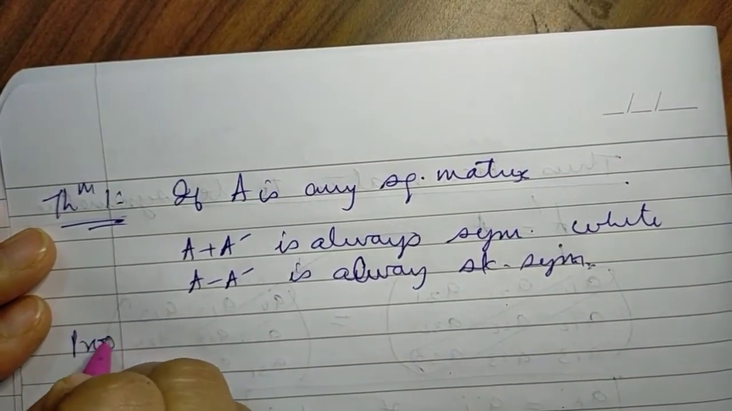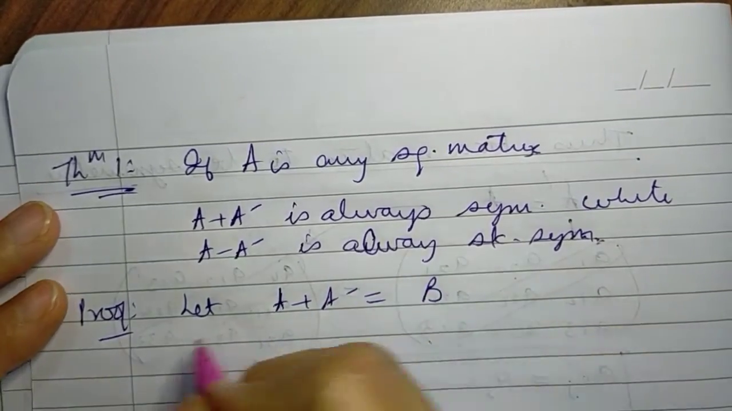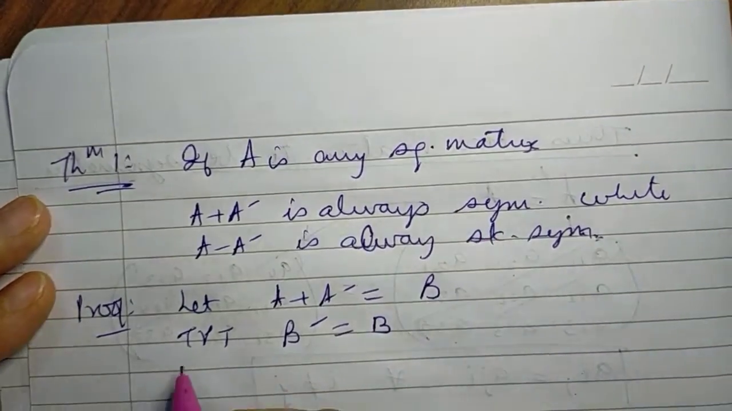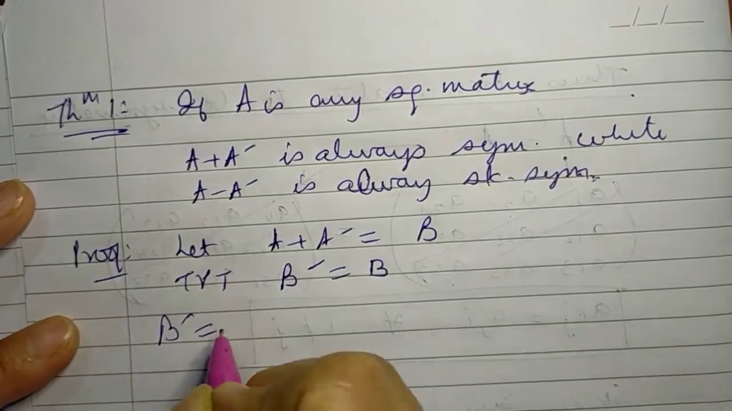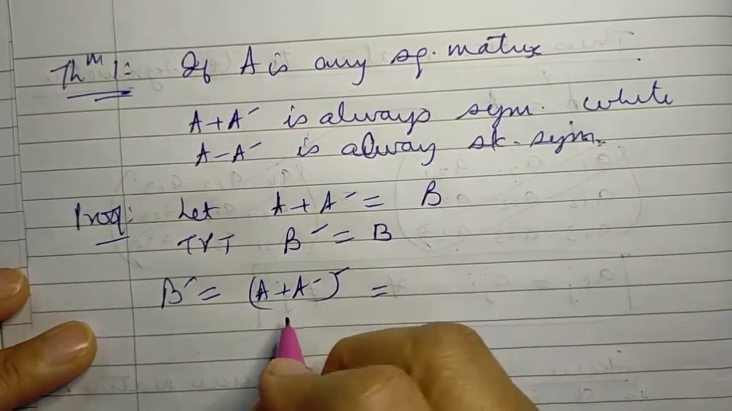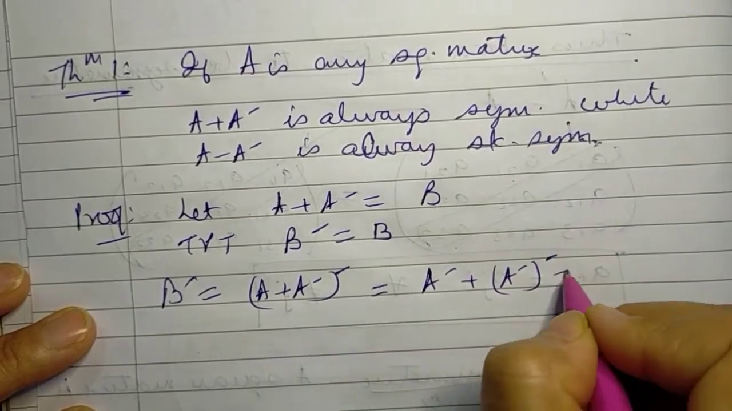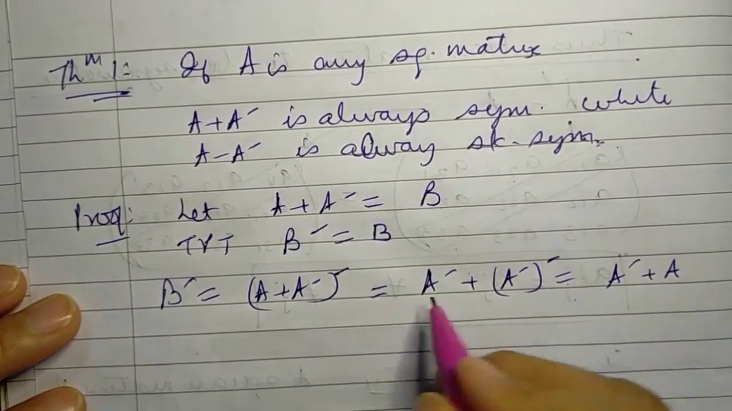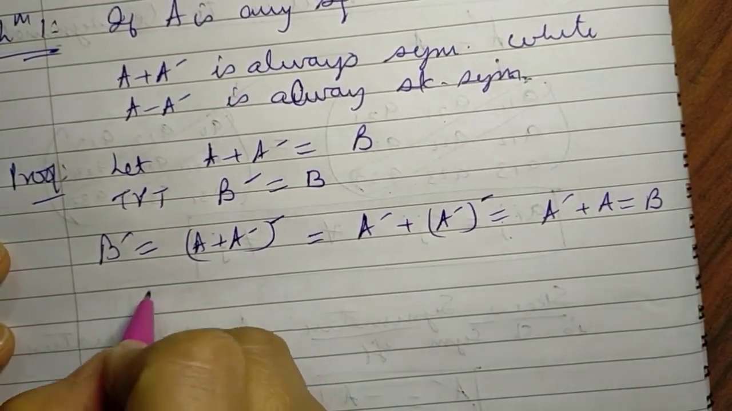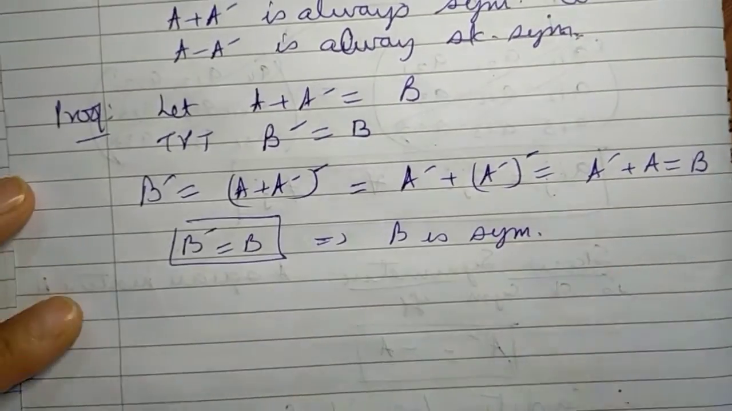Let A plus A transpose be equal to B. To prove that B is symmetric, we need to show B transpose equals B. So let's start. B transpose will be A plus A transpose whole transpose. Now applying the properties of transpose, we have A transpose plus the transpose of A transpose, which will be equal to A transpose plus A. But addition is commutative, so this is nothing but B, and so we have got B transpose equal to B. It implies that B is symmetric.